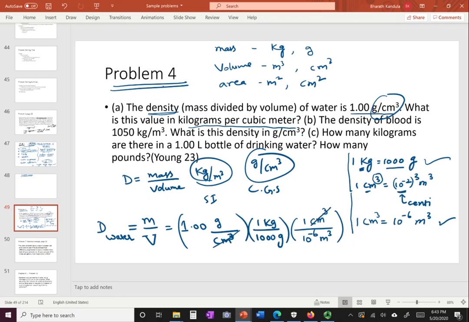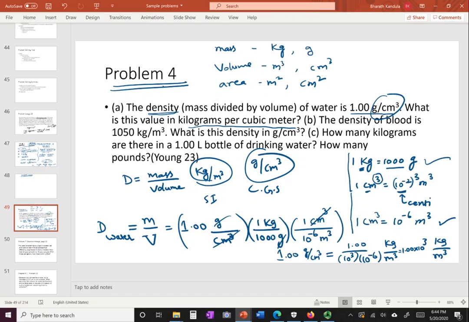So cubic centimeter gets cancelled, grams gets cancelled, so we will have kilogram per cubic meter, right? So now this is equal to, so this will be 10 to the power negative 3 in the denominator, so that becomes 1000 kilogram per cubic meter. Understand? So let me write this 10 to the power 3. Okay, so 1.00 times 10 to the power 3 kilogram per cubic meter. Understand? So this is how we solve this problem.